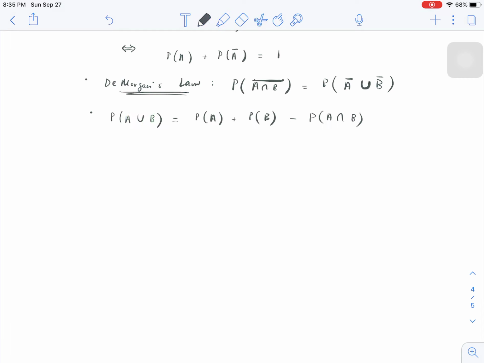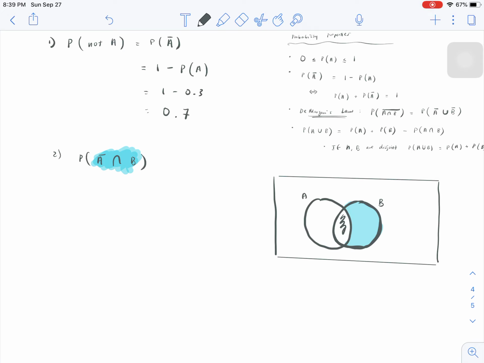Well, this shaded area is B minus the intersection, minus this intersection of A and B, this little area in the middle. So by drawing my picture, I can see that the probability of not A and B is equal to the probability of B minus this shaded area here, which is the intersection of A and B, that overlap area.